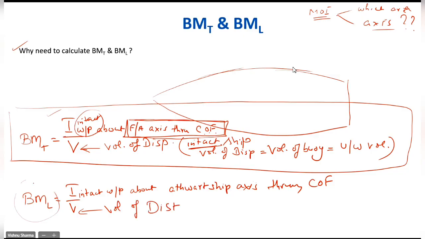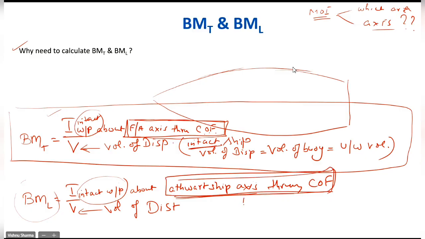So in BML, the area of interest is the intact water plane, which was the same for BMT, but the axis is athwartship and passing through COF. This is the reference axis. That is why I always keep telling, identify the area of interest, identify the reference axis. Then half the problems will be solved. Otherwise, you'll always keep thinking, why this axis now and why that axis then? So always emphasize upon which area, which axis. Guys, any question on these two formulae?